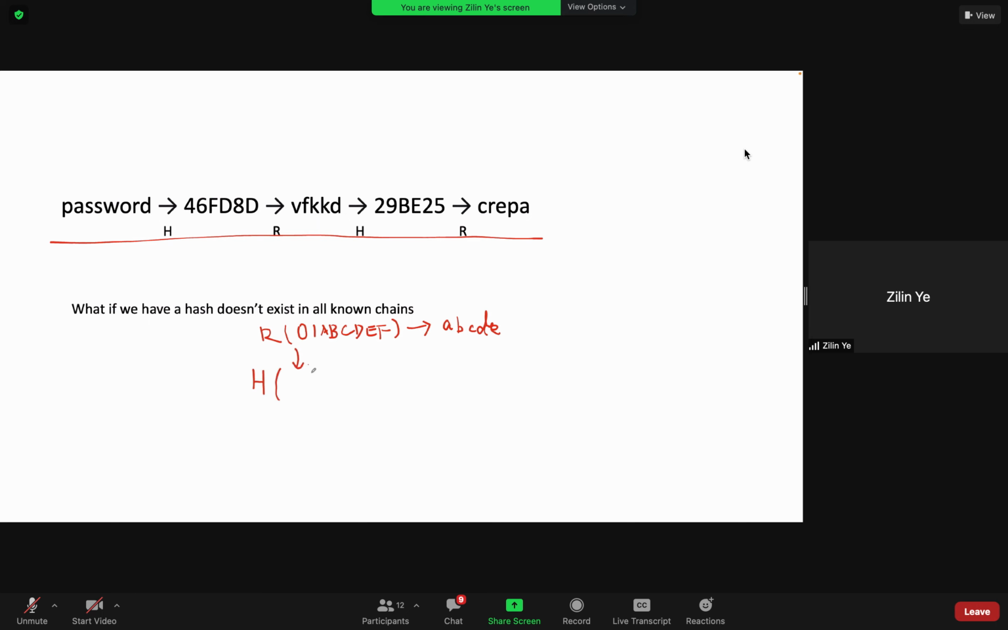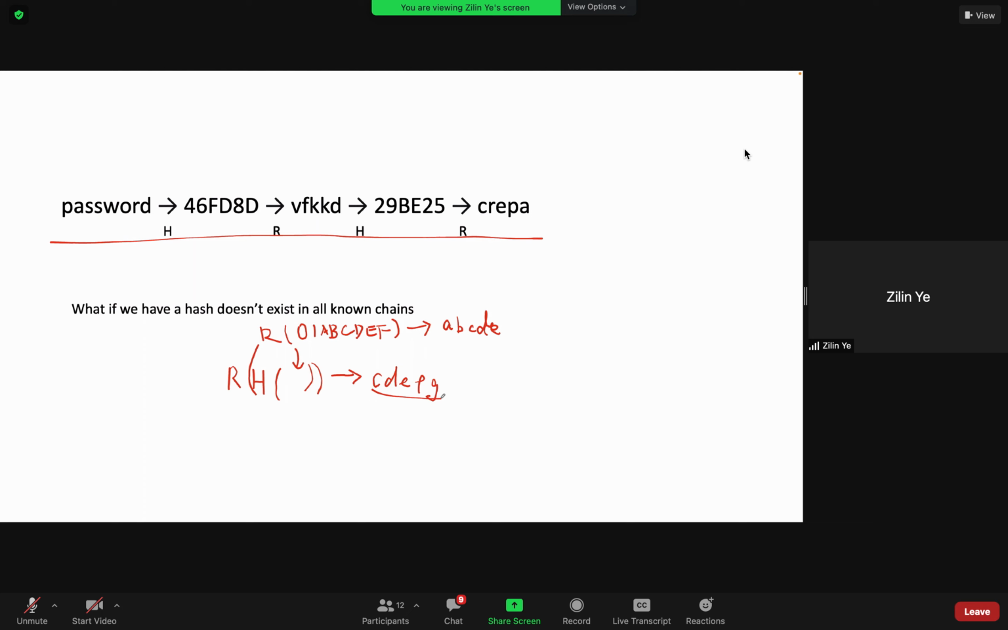So we just hash it and reduce it. And this will probably give me CDEFG. And we check again whether any tail or head has this. No, it doesn't. So now I have a question for you.